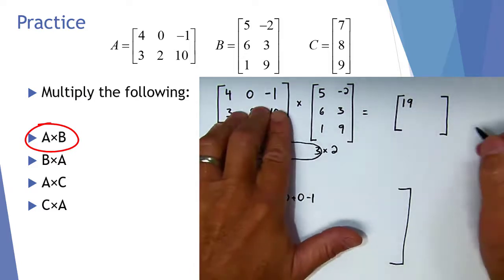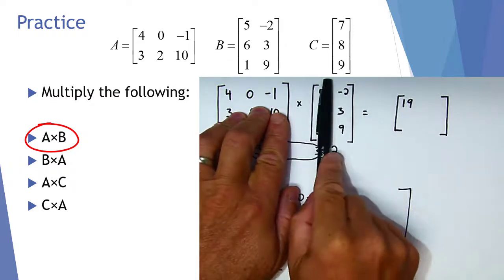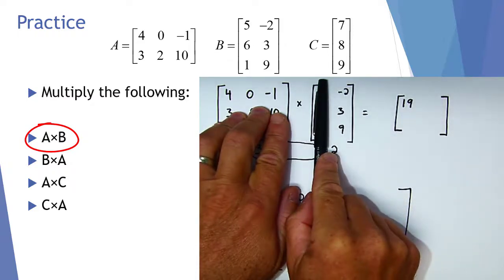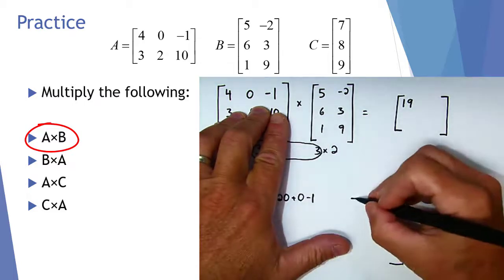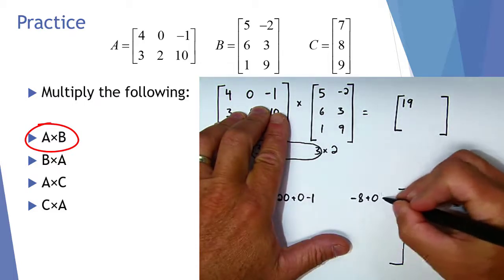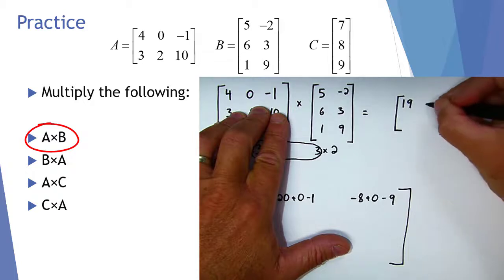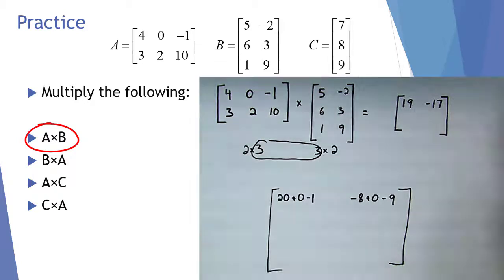Top right entry, top row, combined with the right column. That's going to be 4 times negative 2, 0 times 3, and negative 1 times 9. I'm just going to write down negative 8 plus 0 minus 9. And so our top right entry is negative 17.